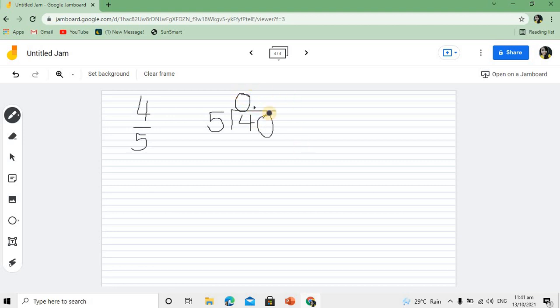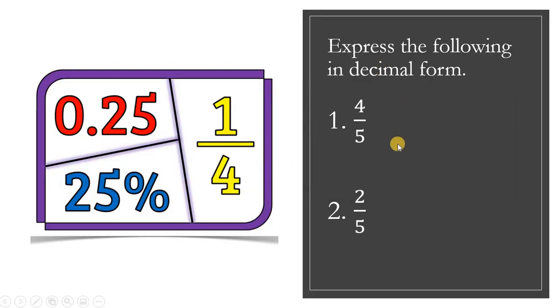So, now we can divide. 40 divided by 5 is 8. Diba? And then, 8 times 5 is 40. Therefore, 4 over 5, 40 minus 40 is equal to 0. Therefore, 4 over 5 is equal to 0.8 in decimal. Diba? Yan yung equivalent niya.